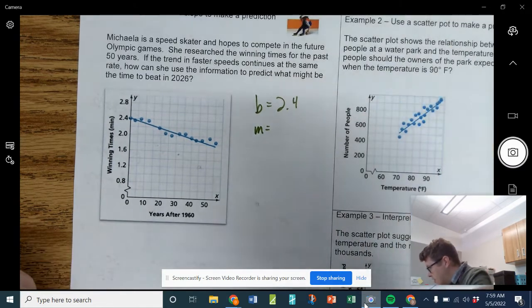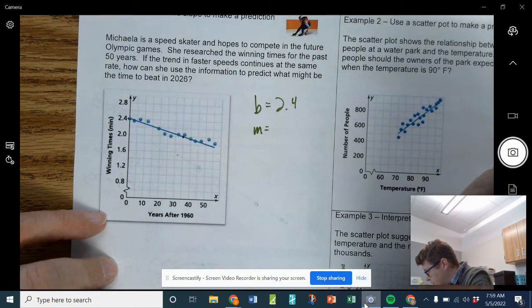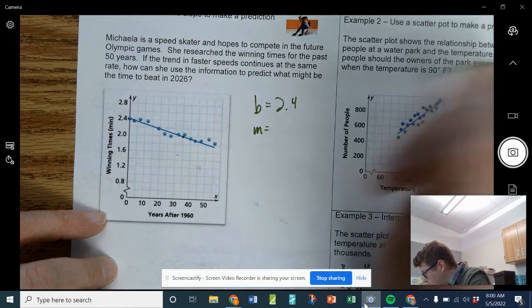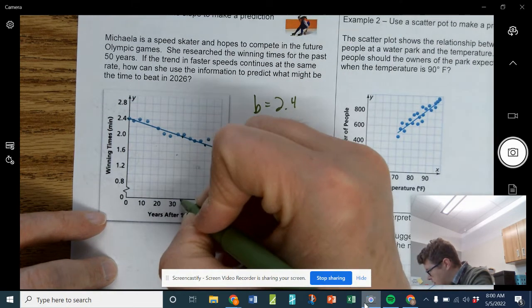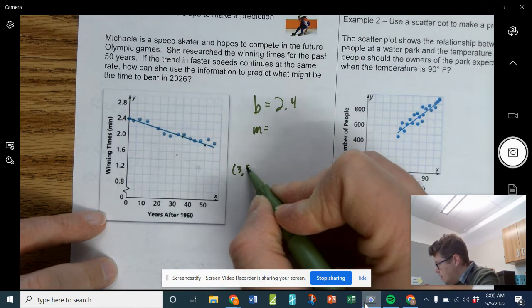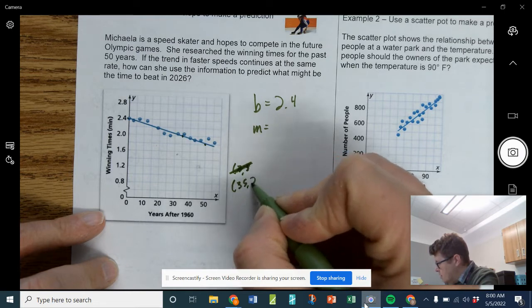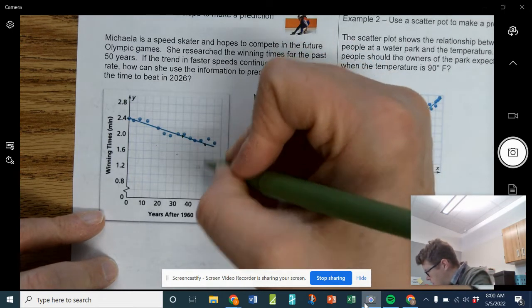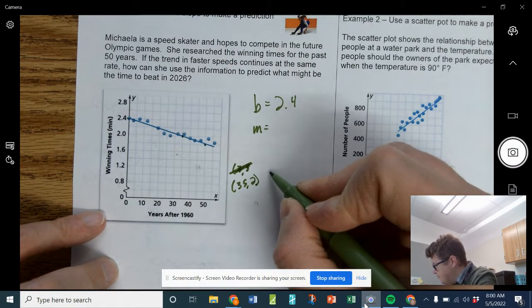We want to find 2 points that are on the line-ish, right? Well, let's get this one right here because that goes directly through it. And right there, and that goes close enough, right? So this one is, let's see, 35 at 2. Not 3.5, 35 years, 2 minutes. And then this one is 50 years and 1.8 minutes.